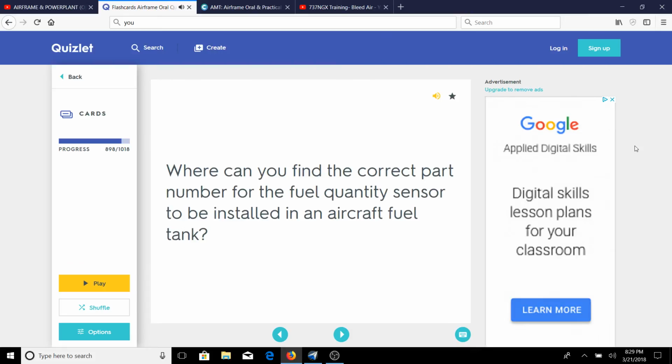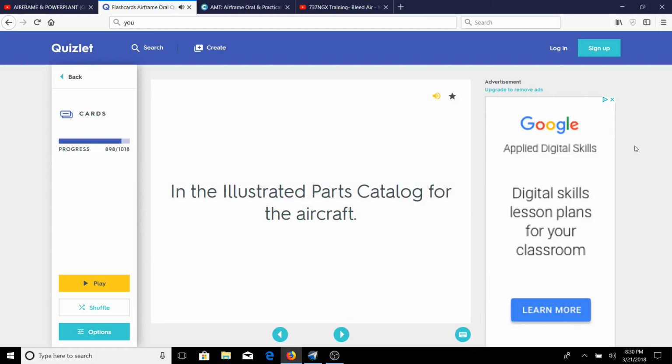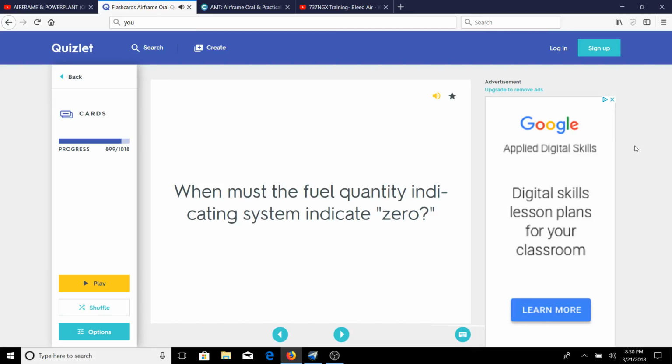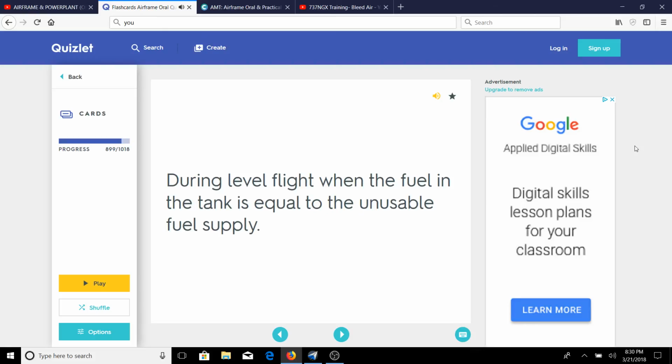Where can you find the correct part number for the fuel quantity sensor to be installed in an aircraft fuel tank? In the illustrated parts catalog for the aircraft. When must the fuel quantity indicating system indicate 0? During level flight when the fuel in the tank is equal to the unusable fuel supply.